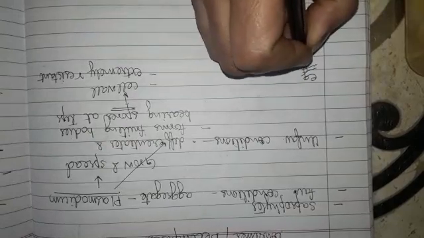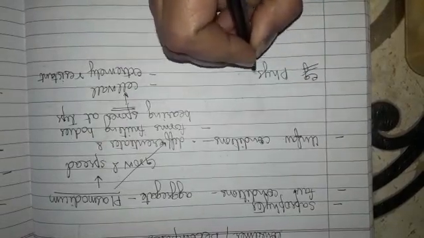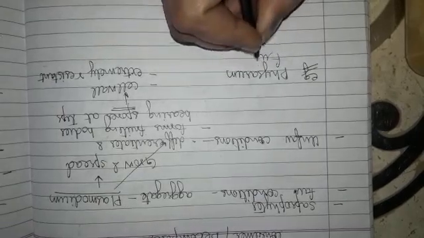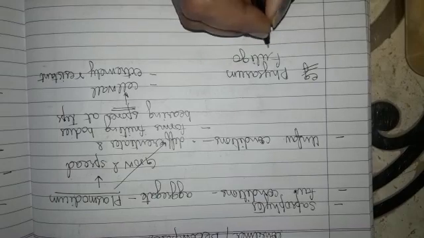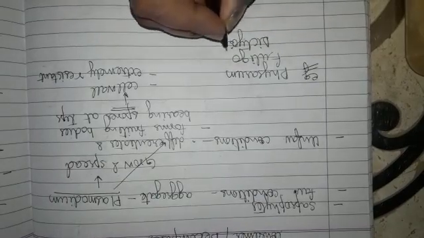Examples of the slime molds are Physarum, Fuligo, and Dictyostelium.